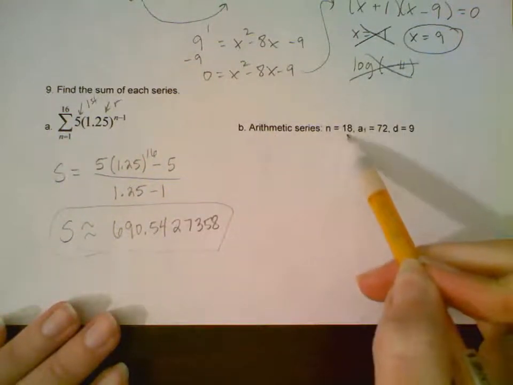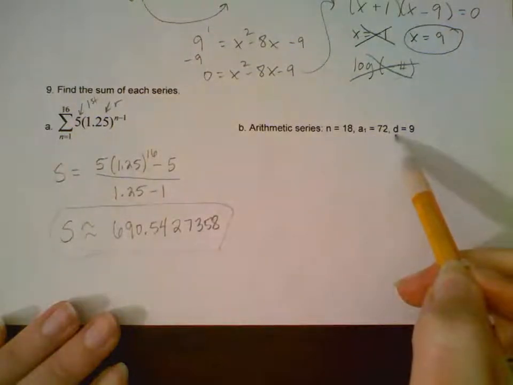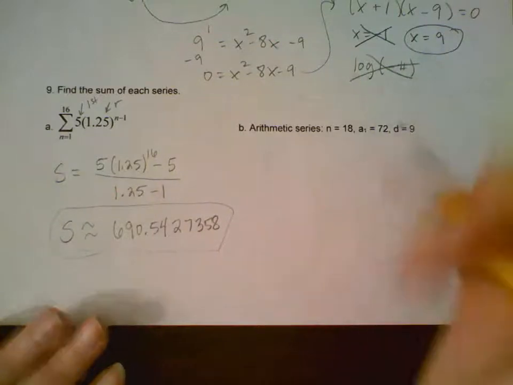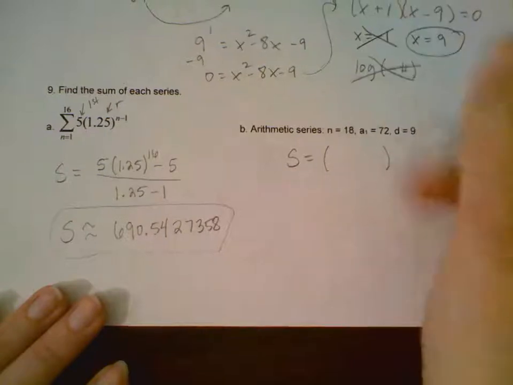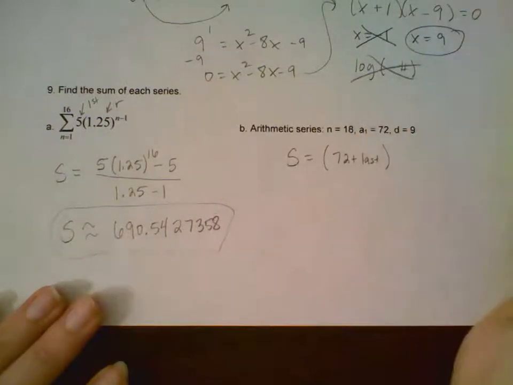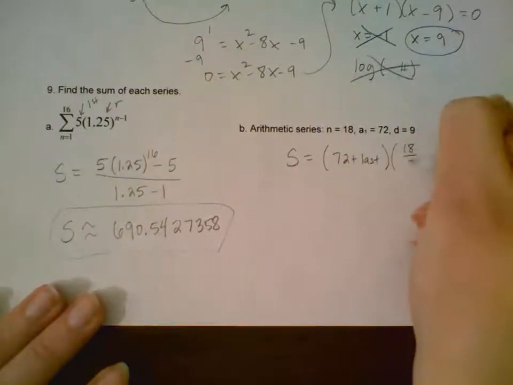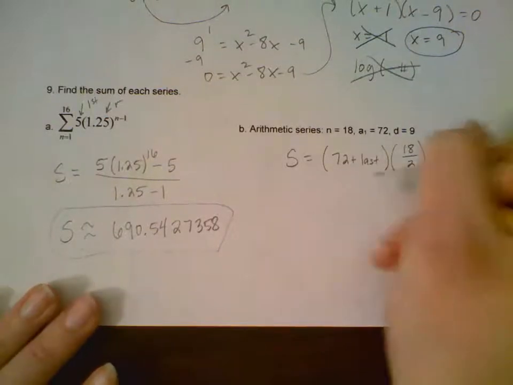Question B says, find the sum of an arithmetic series where n, which means the number of terms, there's 18 terms. This means the first term is 72, and D stands for the change or the common difference is 9. So for an arithmetic series, to find the sum, we need the first term, which is 72, plus the last term, which we don't have that information quite yet, times the number of terms divided by 2.